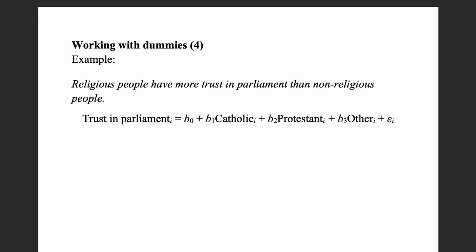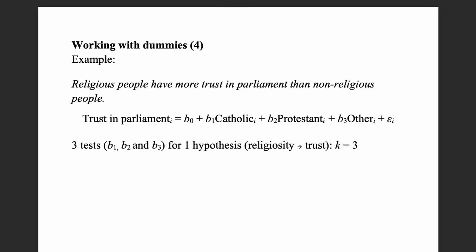So in our example, we want to test a theoretical hypothesis that religious people have more trust in parliament than non-religious people, but we're splitting up these religious people into 3 different categories, Catholic, Protestant, and other, because we want to still be able to analyze differences between these different groups. Then you could say, well, that means that we're actually doing 3 statistical tests for the same underlying theoretical hypothesis. So we have our test of the B1 coefficient, the B2 coefficient, and the B3 coefficient. That means that we have 3 tests for one hypothesis about an effect on trust. So what is the number we have to plug in for K? It is 3 in this case, because we have 3 statistical tests.